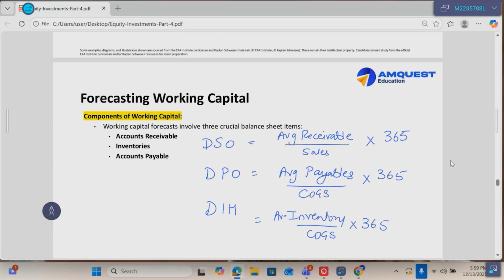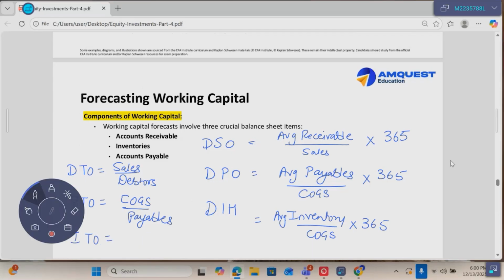It is better to write down these formulas in case you don't remember, because they will be useful in the next slide. We also have the debtors turnover ratio. So this is sales divided by debtors, which is receivables. We have the payables turnover ratio, which is COGS divided by payables. We have the inventory turnover ratio, which is COGS divided by inventory.